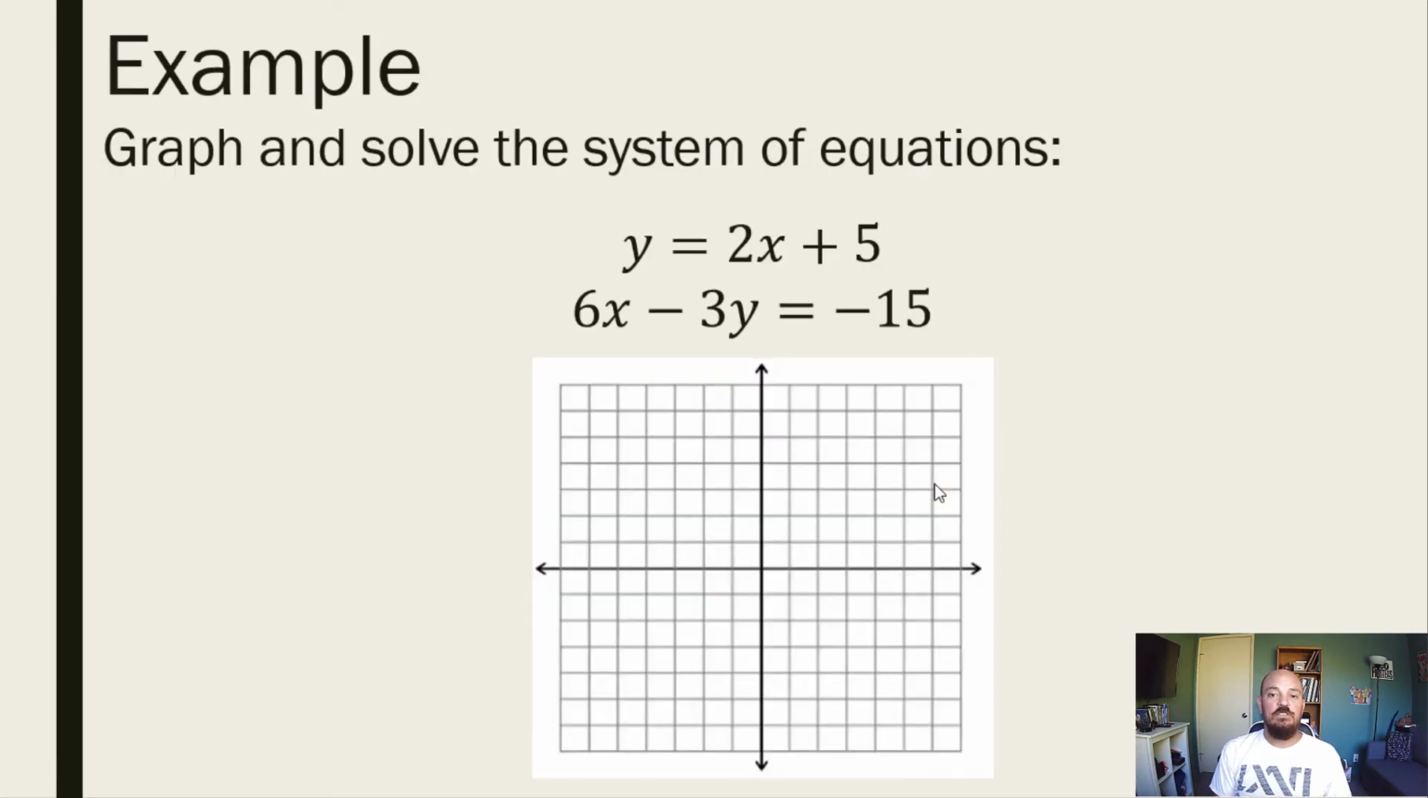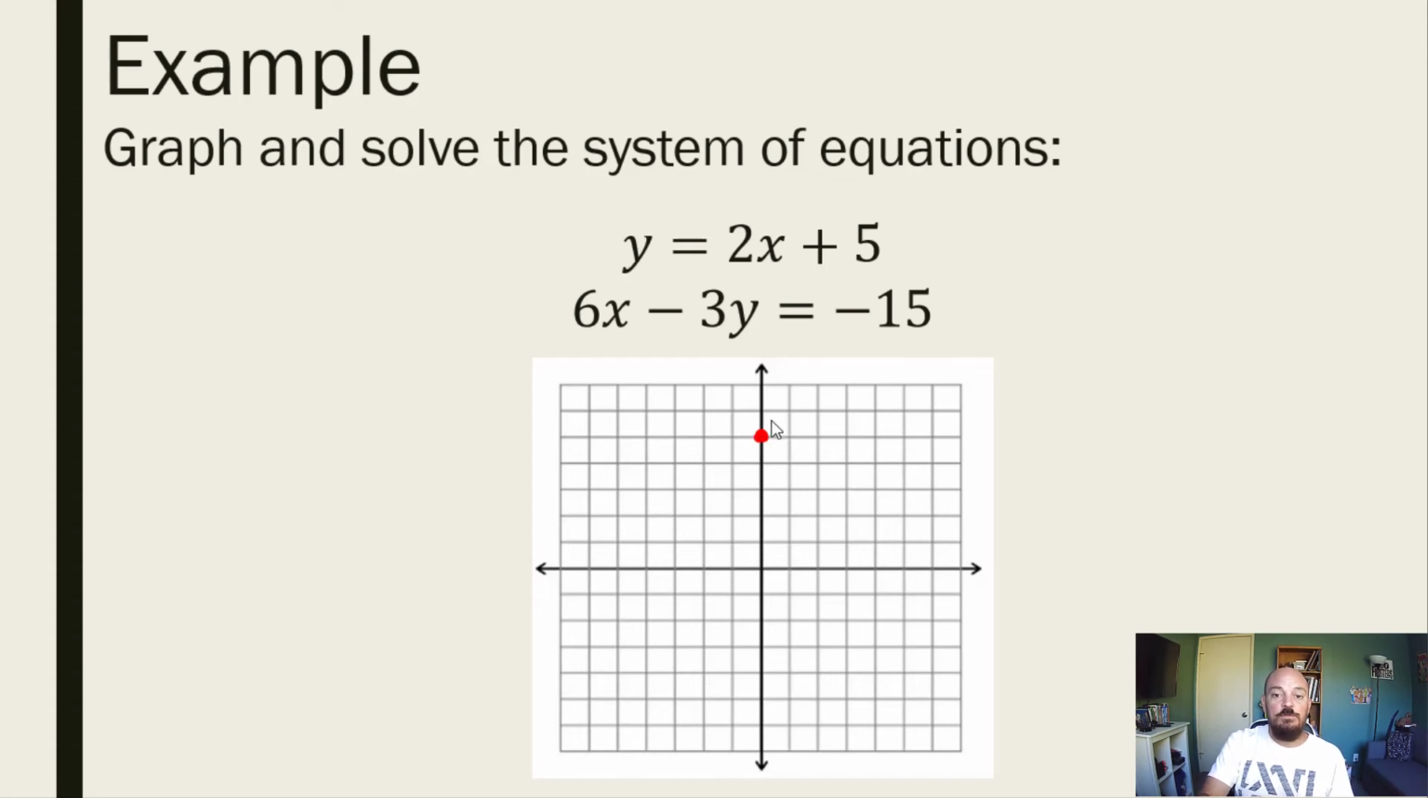So let's do one more example here. Same type of question, we're going to try and solve by graphing. And I gave you the same set. One equation is in slope-intercept form, and one is in standard form. So let's try this out and see how it works. Start with the slope-intercept form. Y equals 2x plus 5. That makes my y-intercept positive 5. 1, 2, 3, 4, 5 right here.